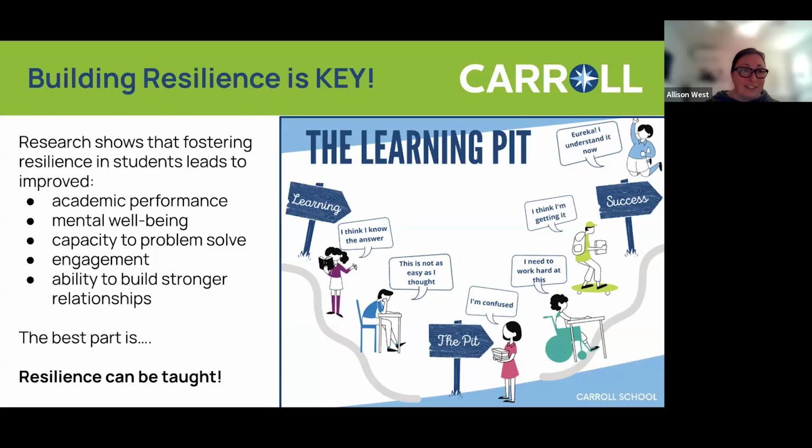And when we come out on the other side, we've developed a new skill. And we know that students who do develop resilience have improved academic performance. It improves their mental well-being, their capacity to problem solve, their overall engagement. It supports them in building strong, connected relationships. And here's the best part of it all: resilience can be taught.